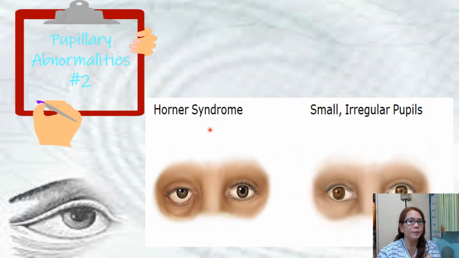Okay, so another abnormal finding of the pupil, we have what we call the Horner syndrome. It is a combination of signs and symptoms that is caused by the disruption of the nerve pathway from the brain to the face and the eye on one side of the body. So, it results in decreased pupil size. So here, merong decreased pupil size, meron ding drooping of the eyelid. Okay, so another abnormality is meron tayong small and irregular pupil size.